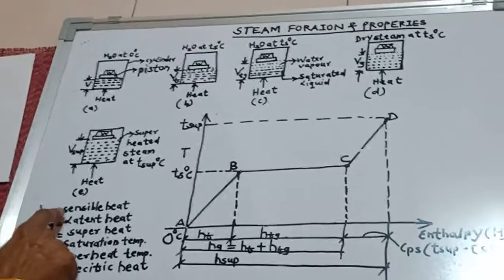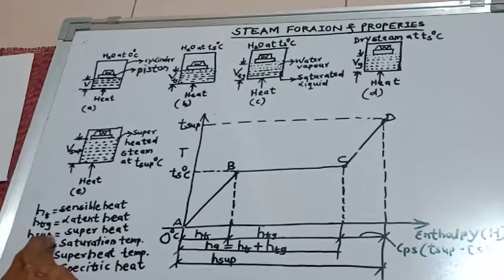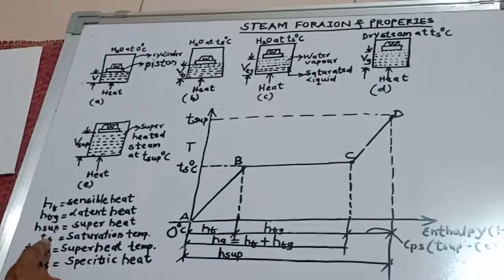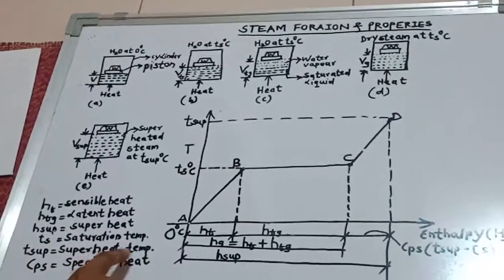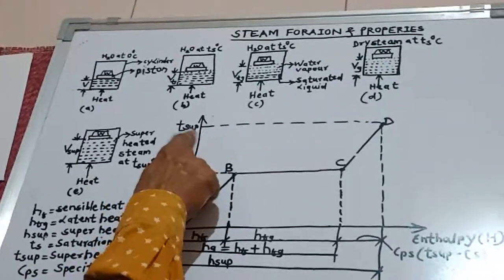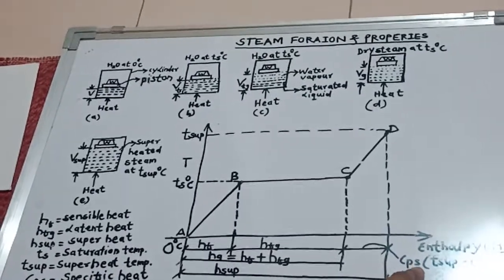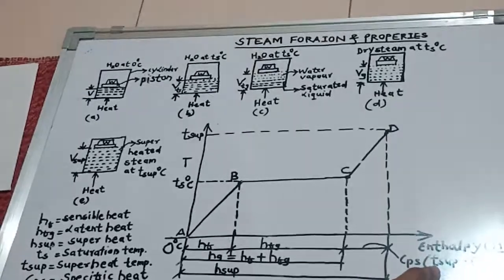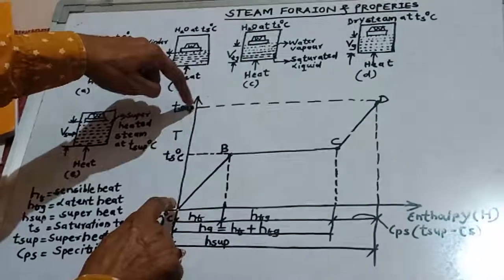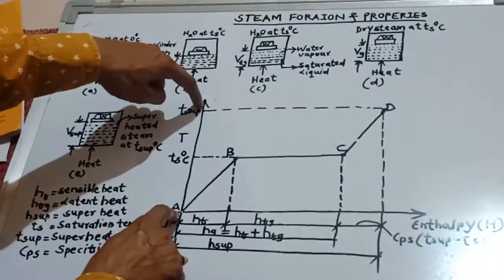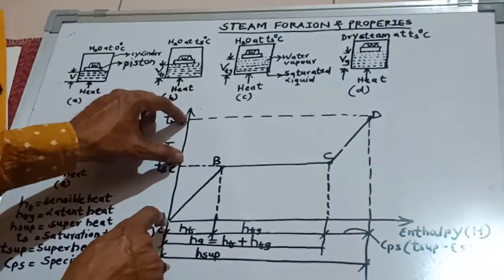Now here you see Hf means sensible heat, Hfg means latent heat, H super means superheated steam, Ts means saturation temperature, T super means superheat temperature, and Cps means specific heat. Here it is T super minus Ts. T super is this, and Ts is this. So this minus this gives us this portion.